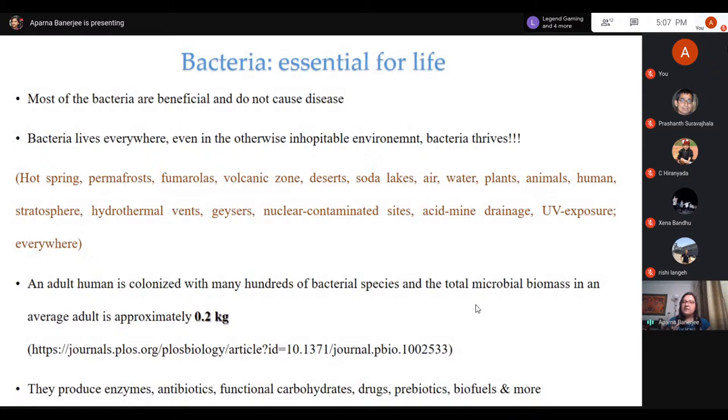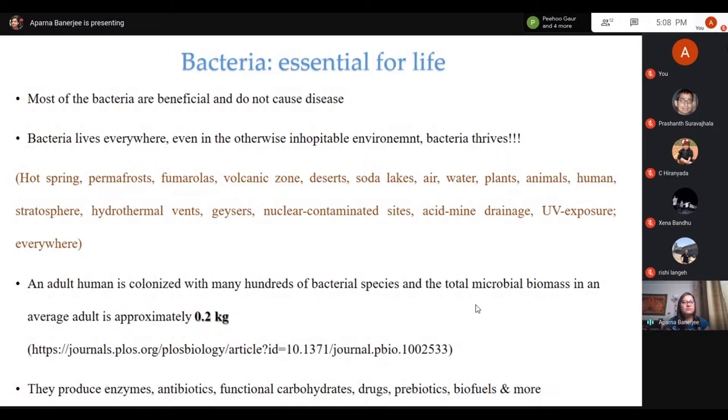So when you think about how we talk, humans also have microorganisms. There is a statistic that an adult human is colonized with hundreds of bacterial species, and the total microbial biomass in an average adult is around 0.2 kilogram. Imagine how much. A big part of our body consists of microorganisms. Think of your weight and then think 0.2 kilogram, but this is in adults.